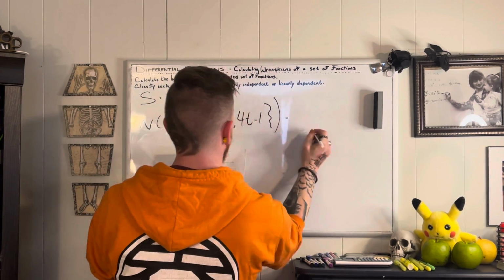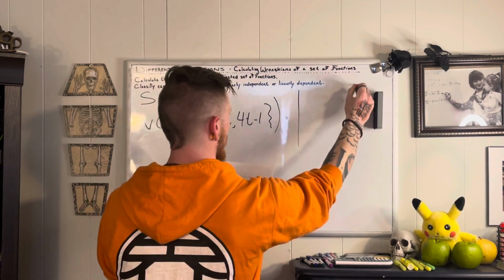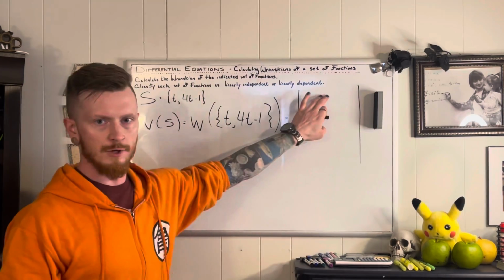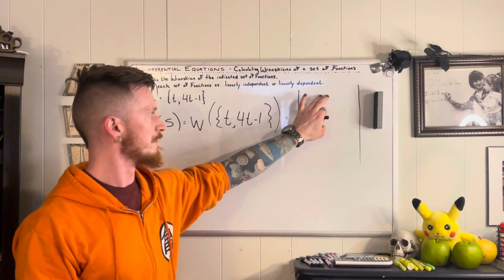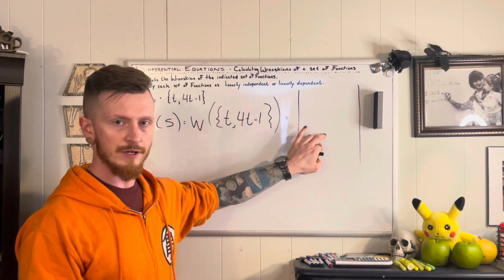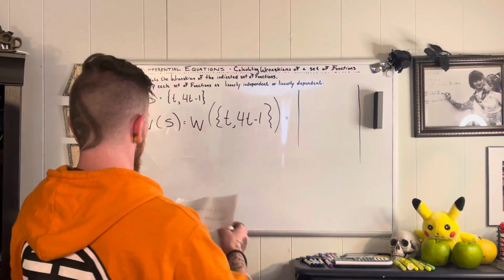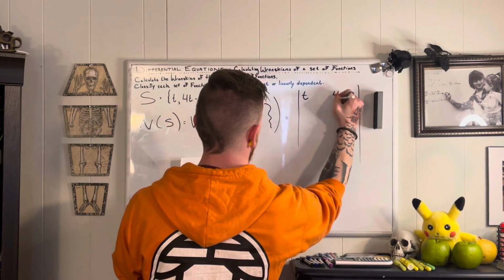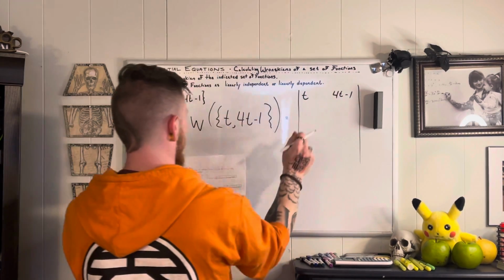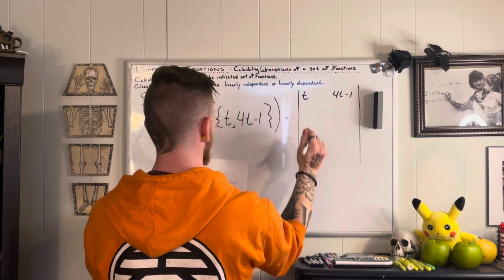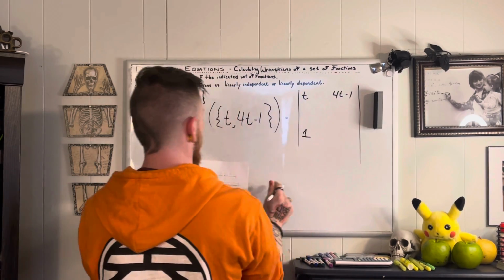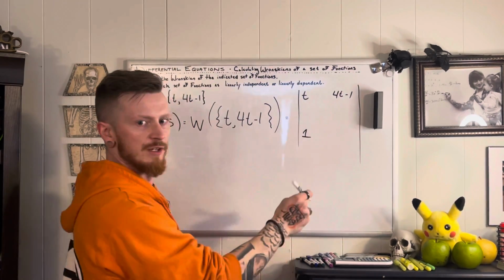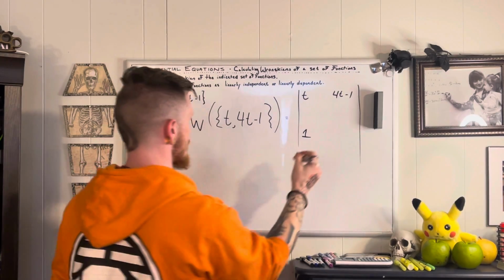what we do is we take the determinant where our first row is going to be the two functions themselves, and the second row is going to be the first derivatives of those functions. So the first row of our matrix is going to be t, the second element, 4t minus 1. The bottom left element is going to be the derivative of t, which is just 1. The bottom right element is going to be the derivative of 4t minus 1, which is just 4.